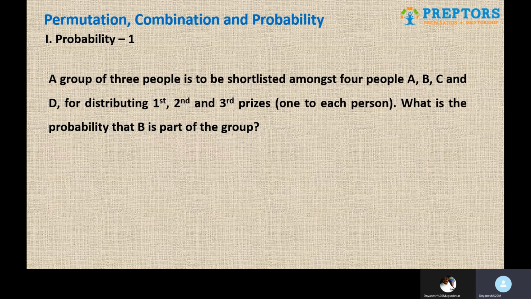Now, using this, let's solve this question. A group of 3 people has to be shortlisted among the 4 people A, B, C, D for distributing the first, second, and the third prize, 1 to each person. What is the probability that B is part of the group? If you exactly remember, this is the same question that we had done, but in that case, we had just figured out the number of ways in which the prizes have to be distributed. But here we are going to figure out the probability, and the favorable outcome is that B has to be part of the group.